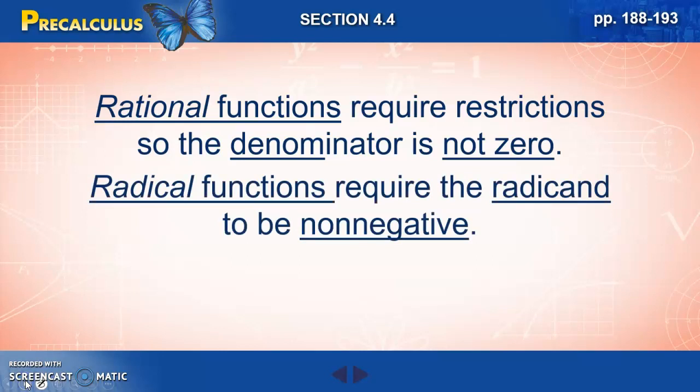Radical functions, we have to restrict it so that the radicand is non-negative. Rational functions, we can't have a denominator of 0. What if we had both a radical and a rational function? It was a radical rational function, then we would have multiple restrictions because our denominator couldn't be 0 and any radicands must be non-negative.